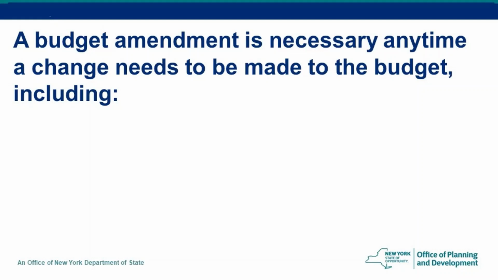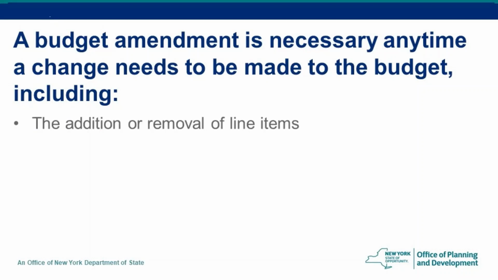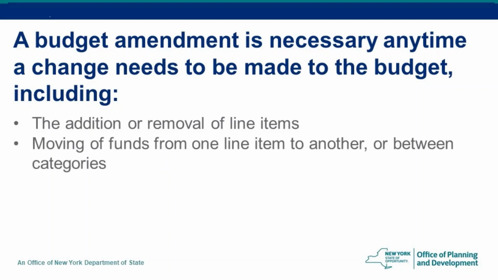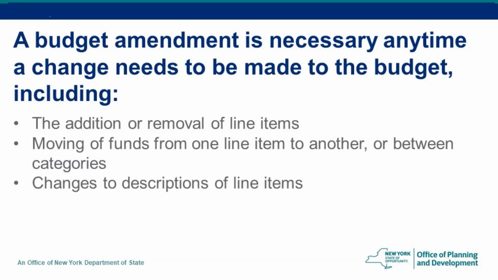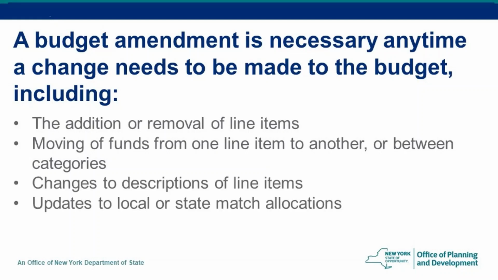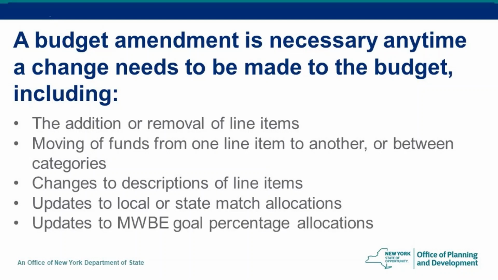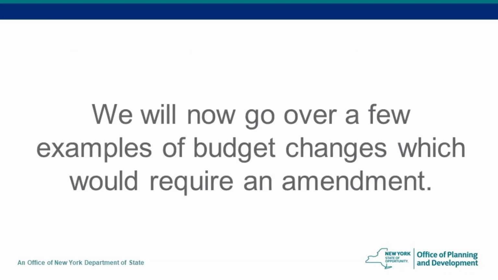A budget amendment is necessary anytime a change needs to be made to the budget, including the addition or removal of line items, moving funds from one line item to another or between categories, changes to the description of line items, updates to local or state match allocations, updates to MWBE goal percentage allocations. We will now go over a few examples of budget changes which would require an amendment.